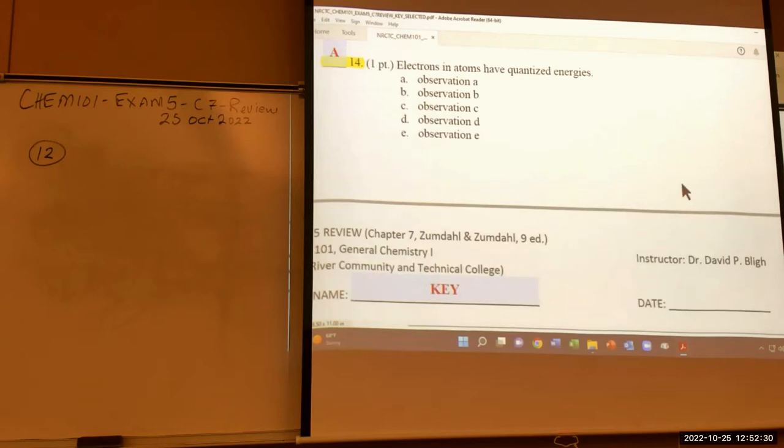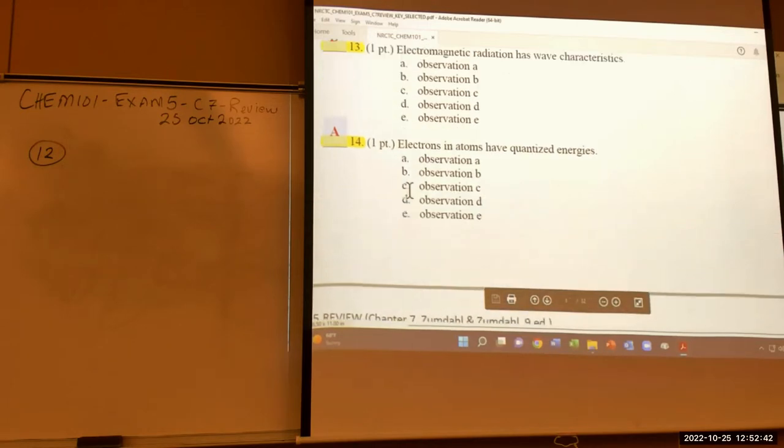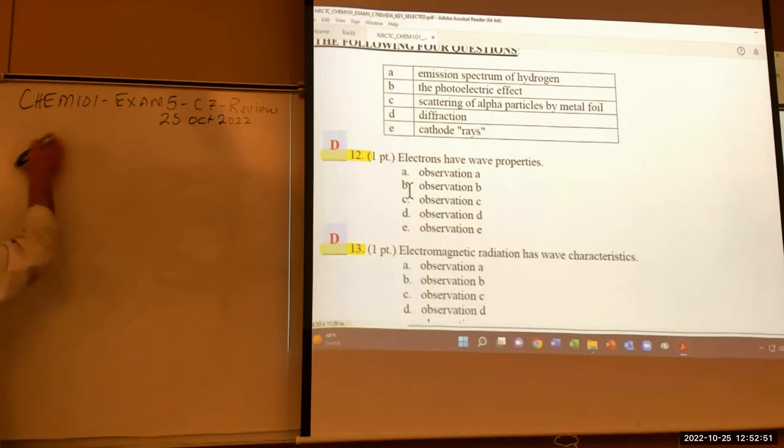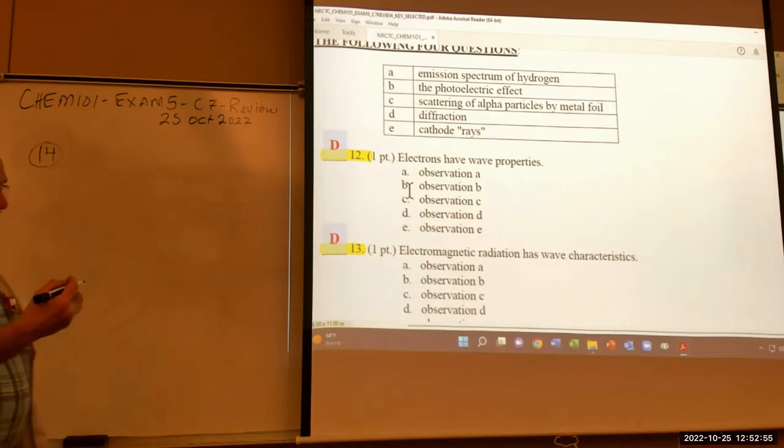How about 14? Electrons in atoms have quantized energies. Oh, I'm going to have to go back because we need to look at our choices. Electrons in atoms have quantized energy. Okay, which one of those best describes quantization of energy? This would be 14. What do you think?